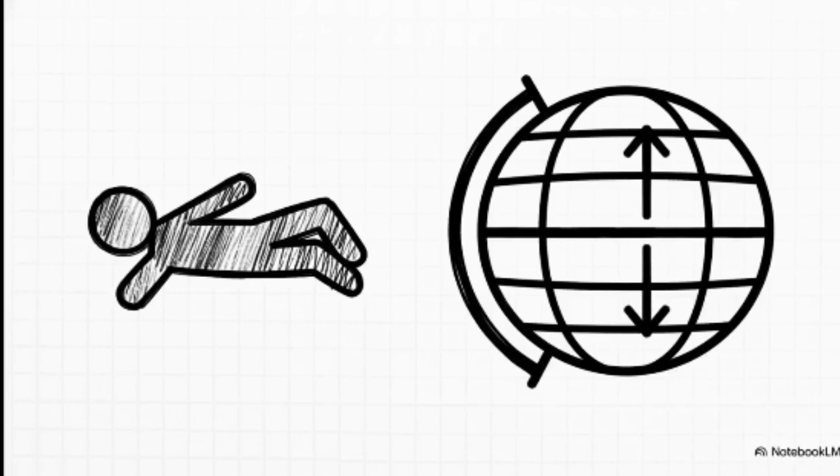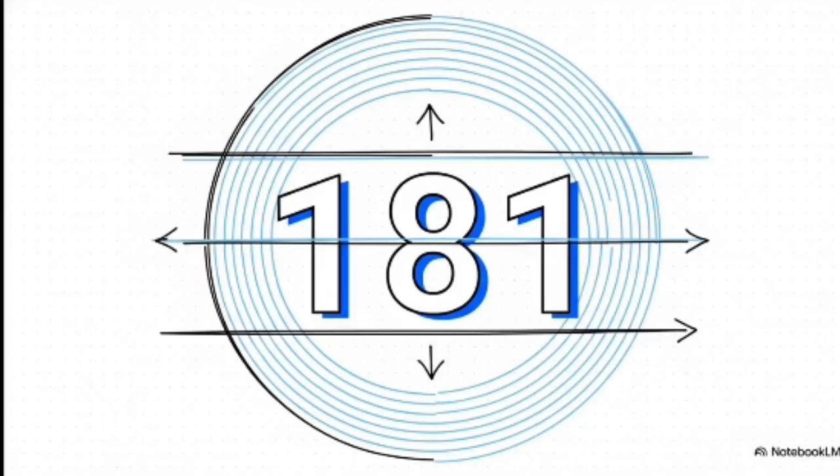Even though they run east to west, they're actually used to measure how far north or south you are from the center. And crucially, they are perfectly parallel to one another. They literally never touch. So how many of these lines are we talking about? There are exactly 181 lines of latitude in total.